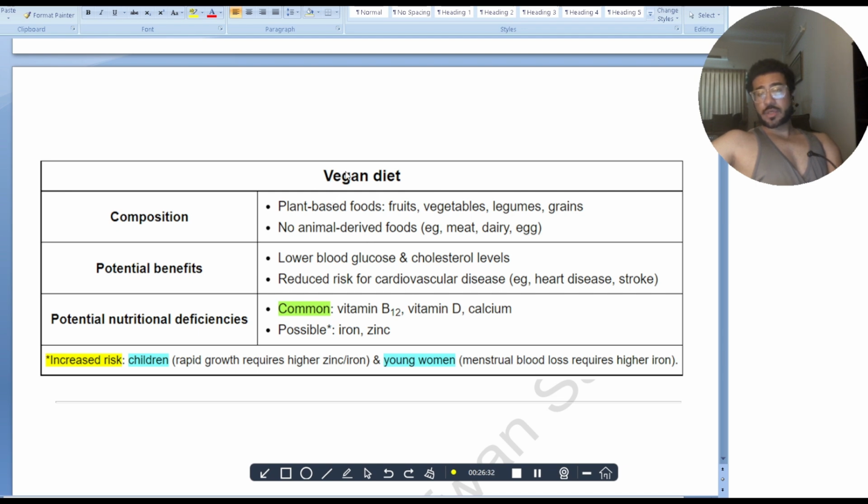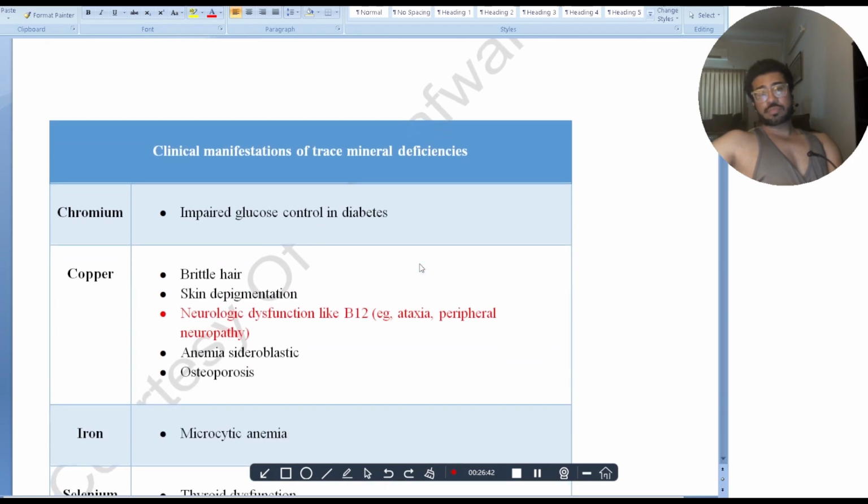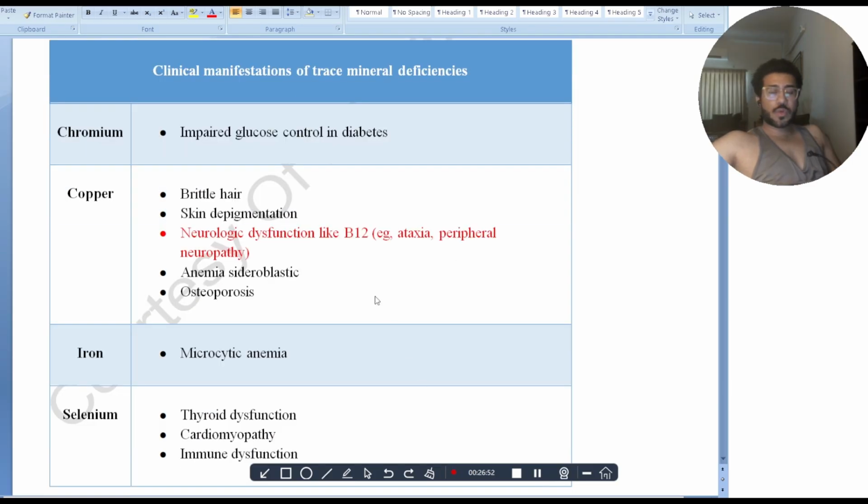The main things you need to remember are the most common deficiencies present in a person who is a vegan. That is it. So this table covers the trace mineral deficiencies. I'll just tell you about the most major ones and the high yield points. So you are supposed to remember the one-liners I'm going to give you.